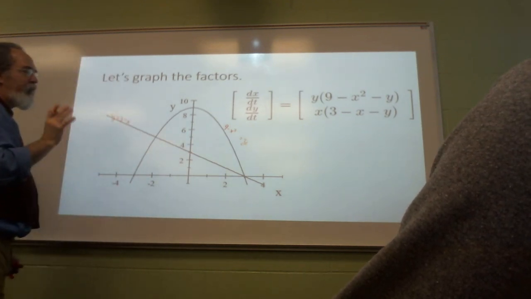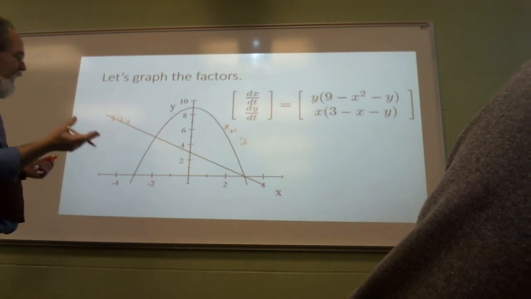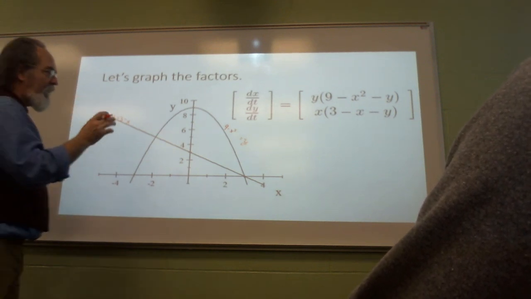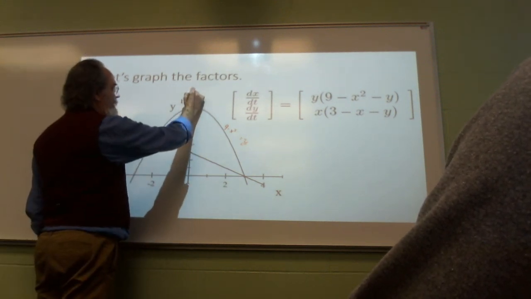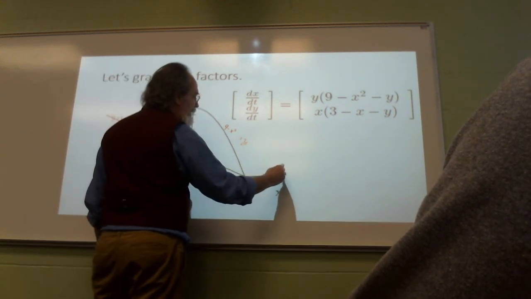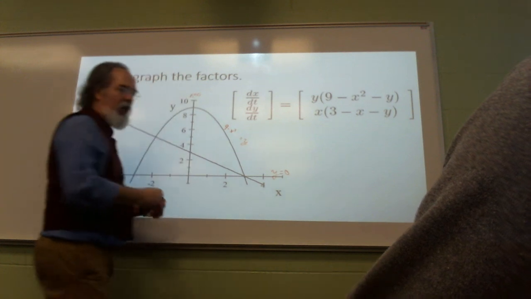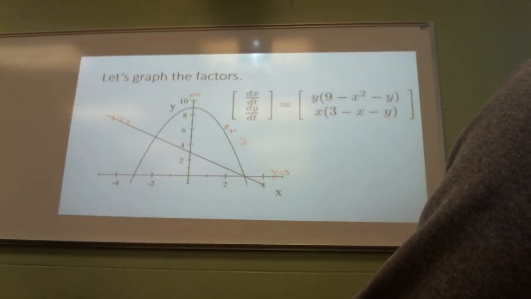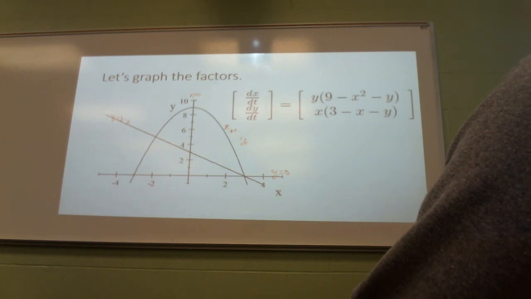So we care about when the factor is 0. That's why I'm setting each factor equal to 0. X equals 0 is the y-axis. This is x equals 0. And y equals 0 is the x-axis. So we're going to want to keep that information. When I go to the next slide, I hope it's still in the same position. Let's see if it is.